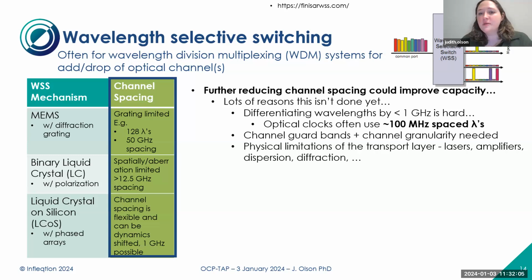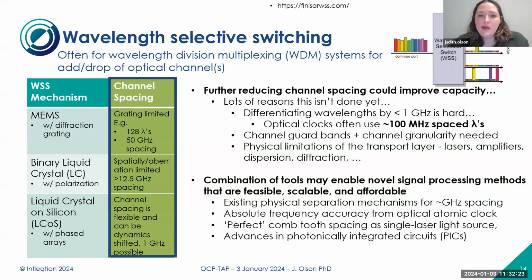And then there's a lot of physical limitations that come in just from the transport layer as well. So optical aberrations, laser line widths, amplifier line widths, dispersion, diffraction within the fiber itself. There's all sorts of things that can come in, and they seem to be fairly dependent on the use case and the length of fiber needed. That being said, we've been looking into this a little bit, and it seems like there's some meat here to dig into further that could let us go down to this 100 megahertz spacing.